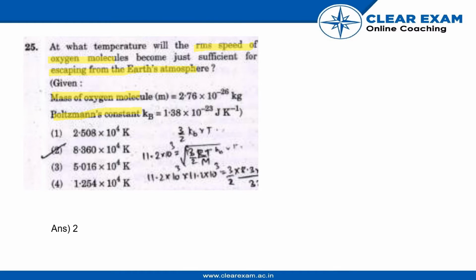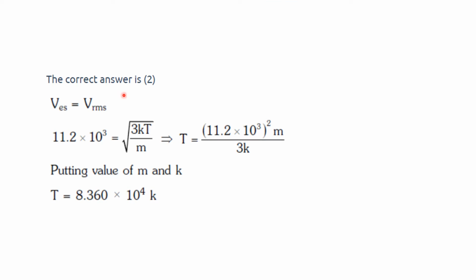Let's discuss the solution. As per the question, the Vrms should be equal to the escape velocity. And we know the escape velocity for Earth is 11.2 km per second. That is, 11.2 × 10^3 m/s is equal to the RMS speed of an oxygen molecule, which is √(3kT/m).